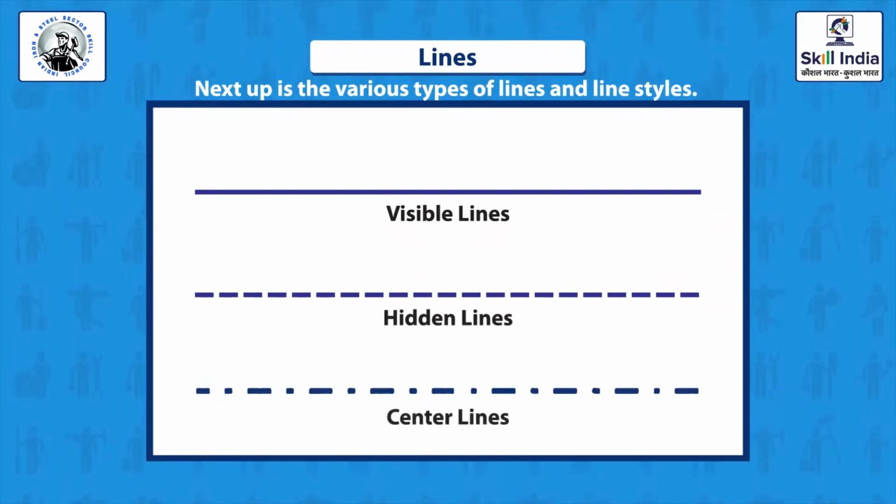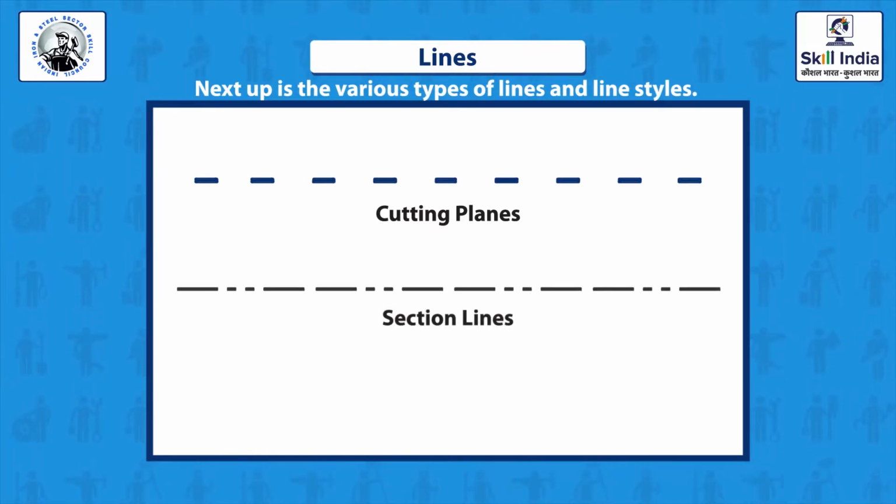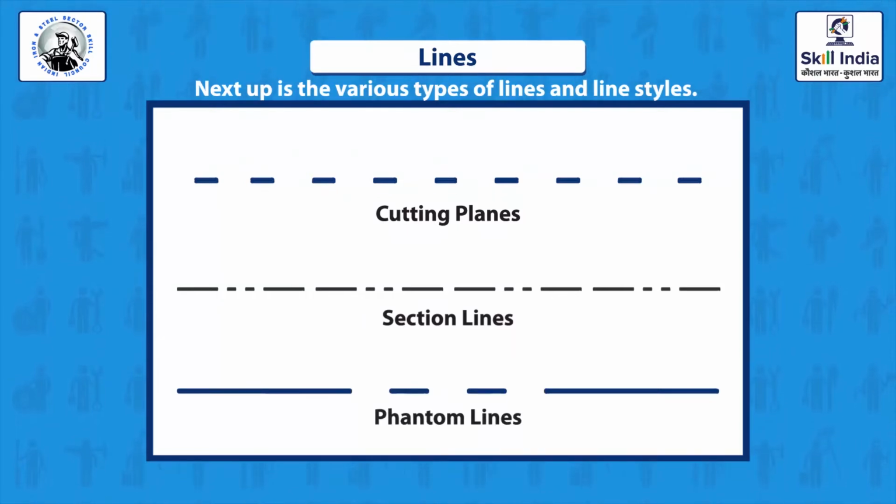Center lines represent the axis of circular features that are long and dashed. Cutting planes are thin and medium dashed lines that define sections of section views. Sections are thin lines that represent section upon cutting of an object. Phantom lines indicate the feature or component of the assembly, which is not the described part or assembly.